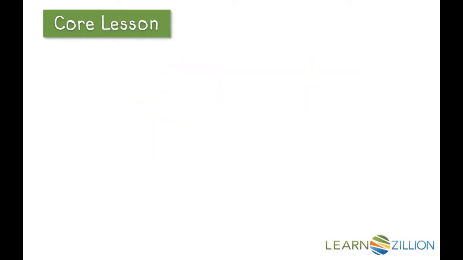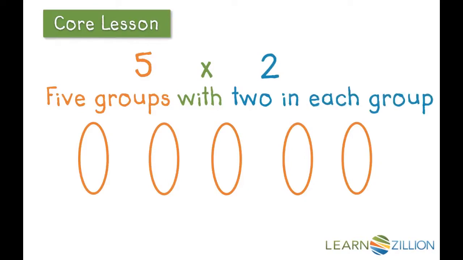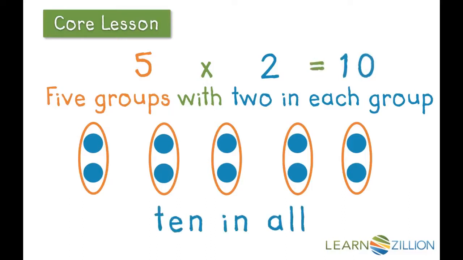Let's take a look at another way we can visually represent this array. Instead of calling these columns, I'm going to say we have 5 groups. And I'm going to draw 5 ovals, 1 for each group. Just like I'd say that I have 2 in each column, I'm going to say that I have 2 in each group. And I'm going to go ahead and draw my dots in each of the ovals. Count it up. It equals 10 in all.